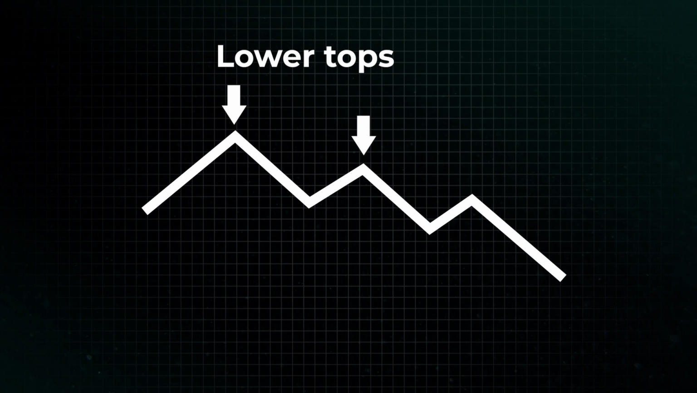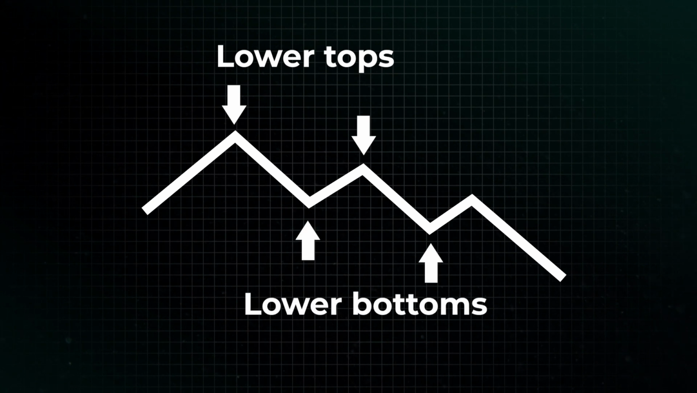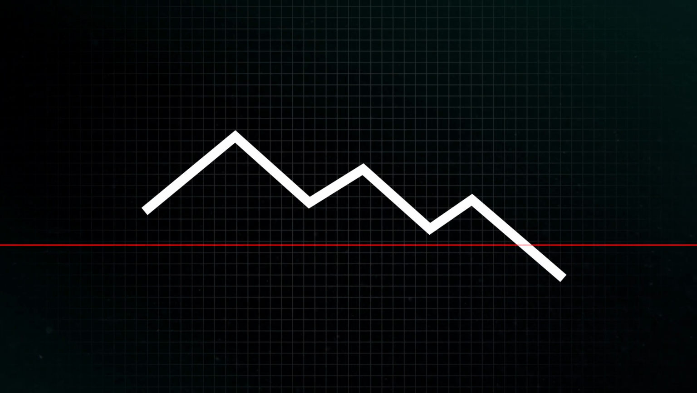The same logic applies for a downtrend: two lower tops and lower bottoms confirmed once the price drops below the second bottom. Again, use your favorite indicators to filter out the noise and build confidence.